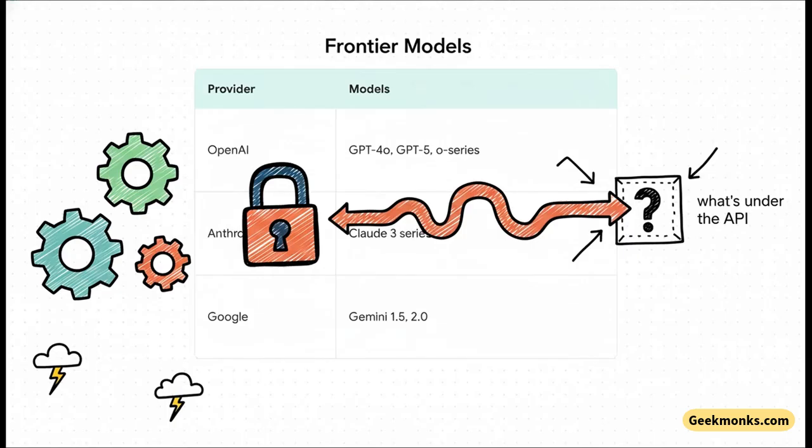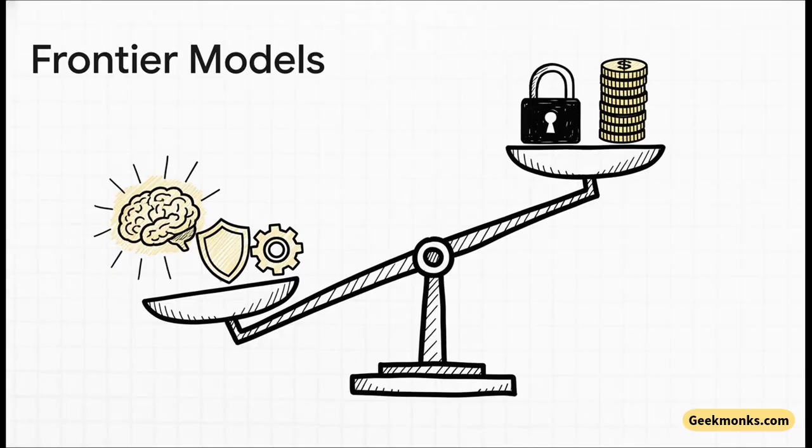So on one side of the ring, you've got the frontier models. We're talking about the absolute state-of-the-art, the bleeding-edge stuff from the big labs, OpenAI, Anthropic, Google. These are, without a doubt, the most powerful reasoning engines on the planet today. But there's a catch, and it's a big one. You can only get to them through an API. You can't download them, you can't peek under the hood. It's a black box.